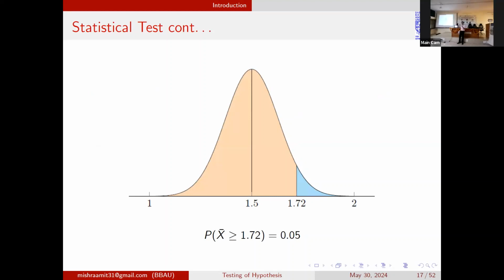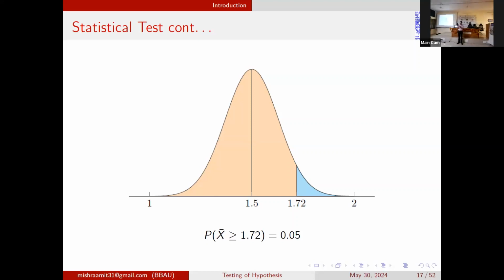Now, what I am saying is, if the actual mean is 1.5, that means the company is producing cigarettes having actual mean 1.5, and then you get 1.72. What is the probability of getting that? If you get 1.72 or bigger than that, even if the mean is 1.5, the probability is only 5%. So there is a 5% chance that the actual value is 1.5 and you are getting 1.72 or bigger. So if you reject the null hypothesis, there may be only a 5% chance that you are wrong. Because if you reject it, your decision may be right or wrong.